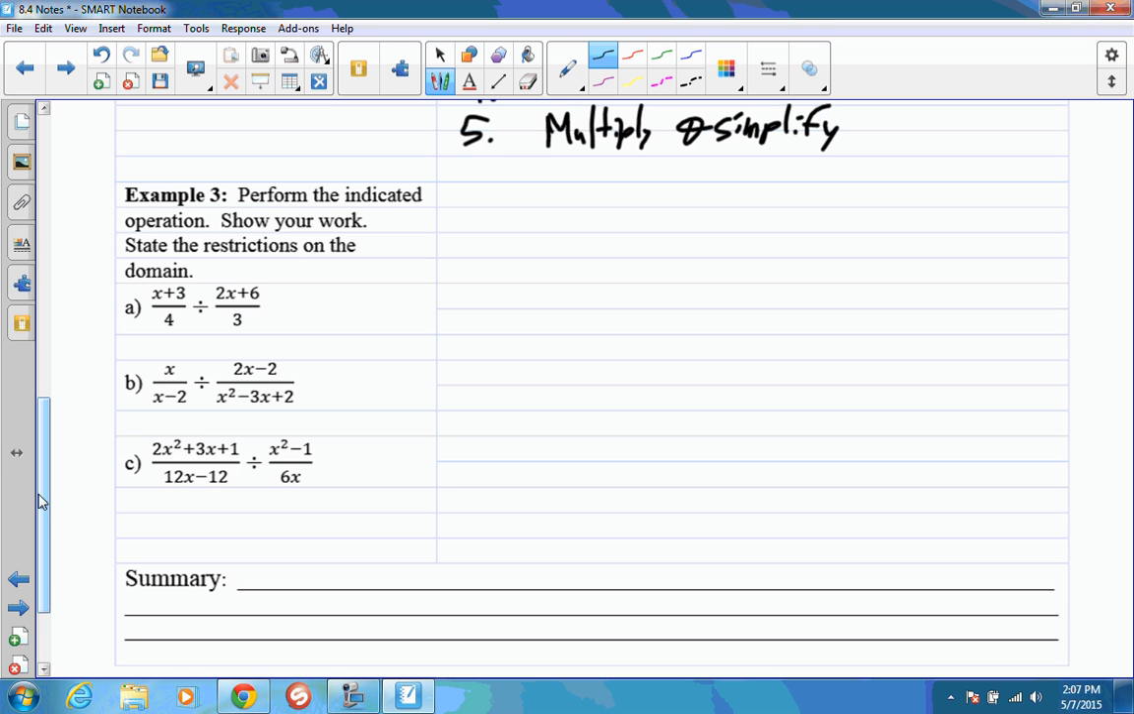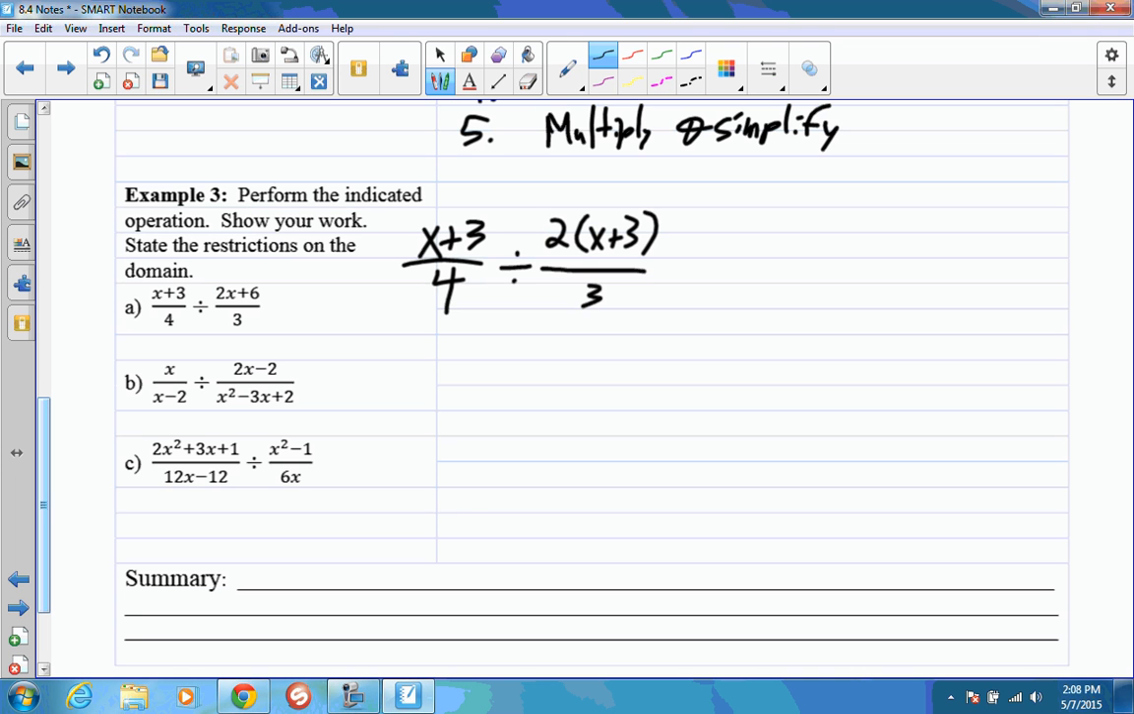So step 1, always factor, you guys. Is x plus 3 going to factor at all? No. Is 4 going to factor at all? No. Divided by 2x plus 6. I can take out a 2 on that. Guys, listen up. Taking out a 2 seems like it's not going to actually do anything. Here's my rule about factoring: if you can factor, do it. It will help you, I promise. So divided by 2, leaving me with what? x plus 3 over 3.